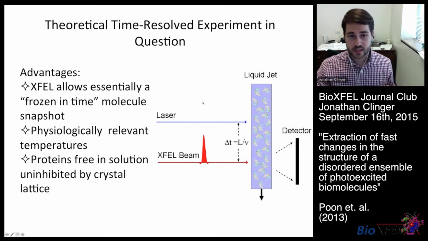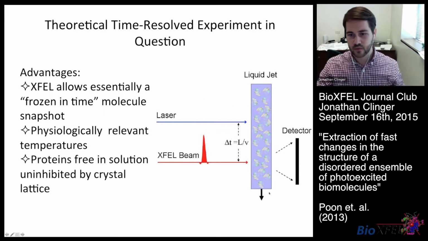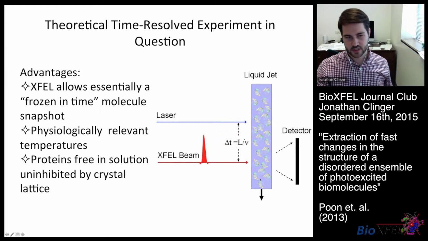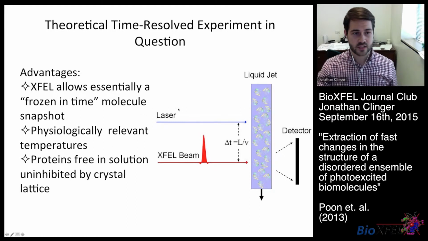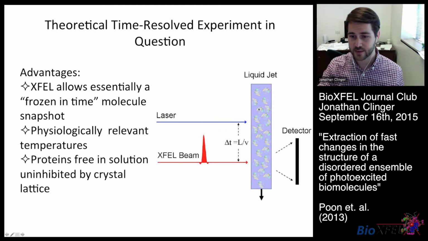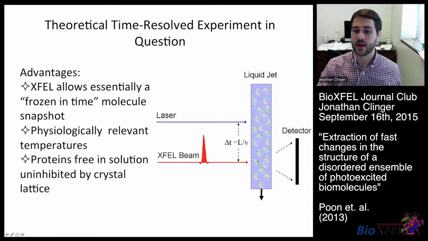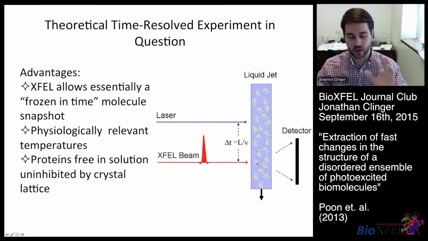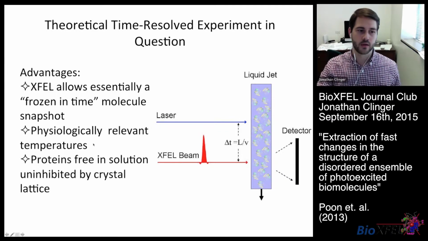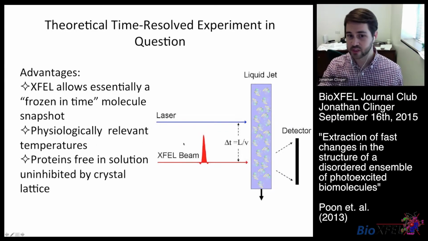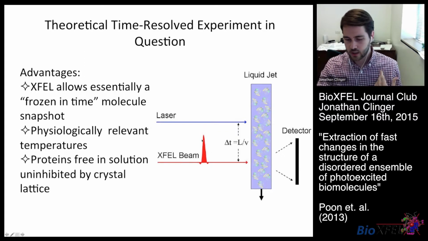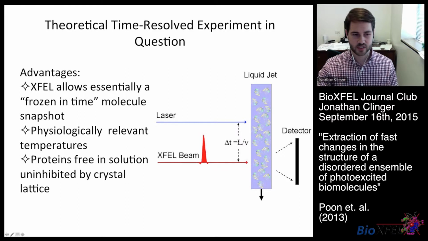So there are some advantages to having this jet as opposed to crystals or single molecules. Advantages of this versus SACs, for instance: the XFEL basically allows for a frozen-in-time molecule snapshot. So the XFEL is so fast, femtosecond speed, that none of the molecules are going to be able to rotate around, so you don't have to solve for each individual molecule rotating. You can get physiologically relevant temperatures, which is better than, say, a synchrotron or some cold SACs, where you have to really cool down the sample to slow all the motions.